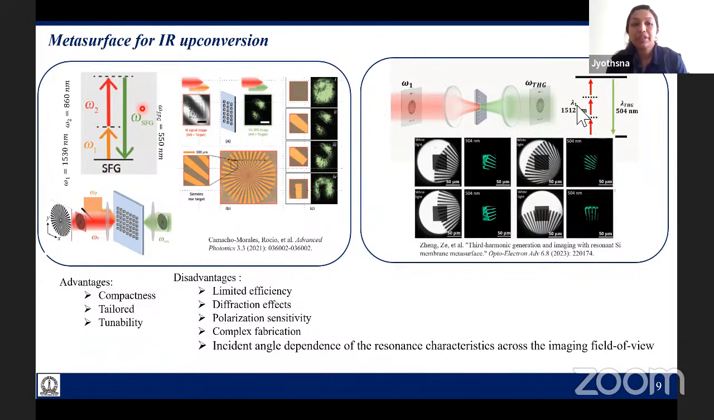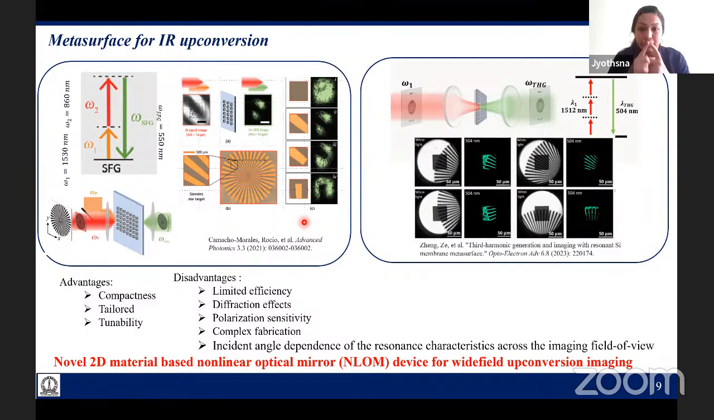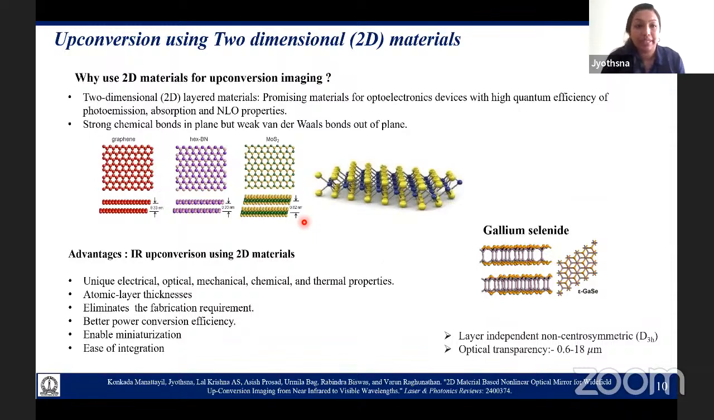And so given these limitations, we are proposing the use of a 2D material based nonlinear optical mirror for wide field upconversion imaging. So why 2D materials? 2D material is a new class of optoelectronic device with high quantum efficiency, and they have strong nonlinear optical processes. They are designed such that they have a strong chemical bond in plane, but a weak van der Waals bond out of plane, which makes them very easy to exfoliate or transfer.